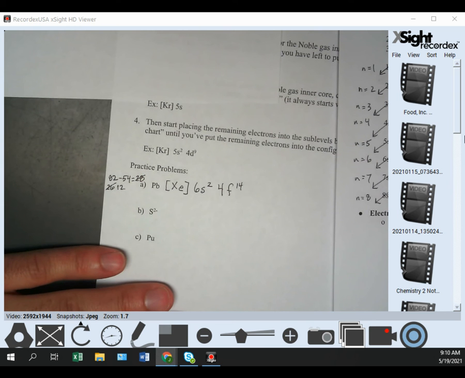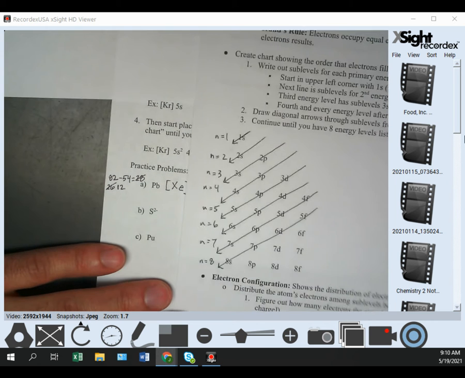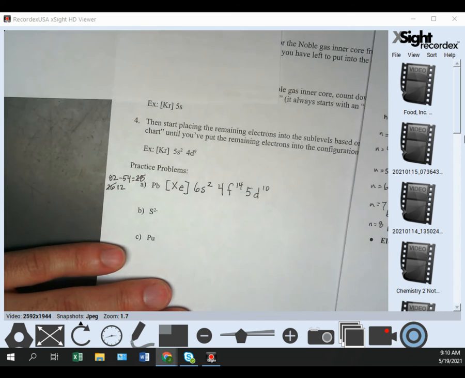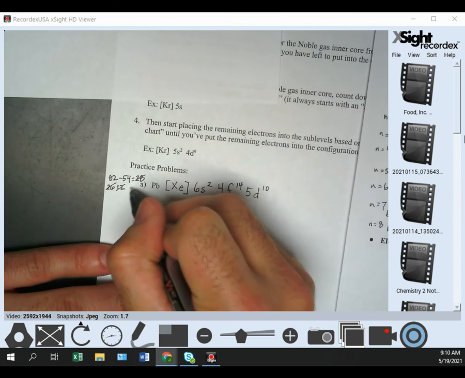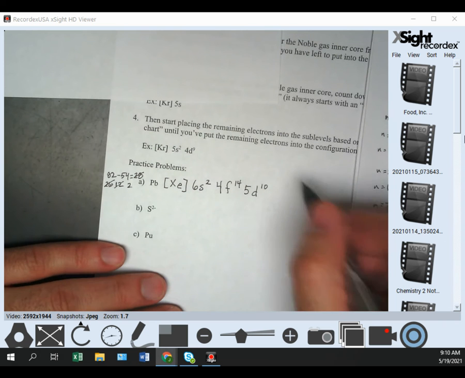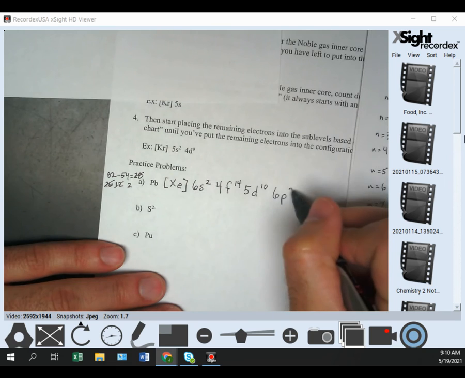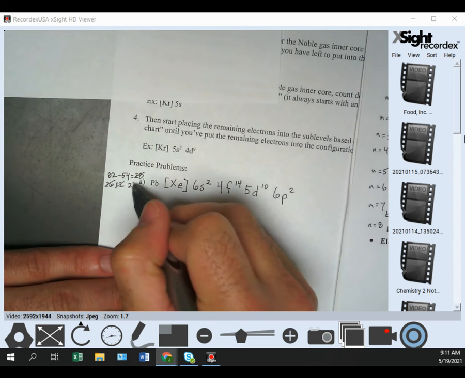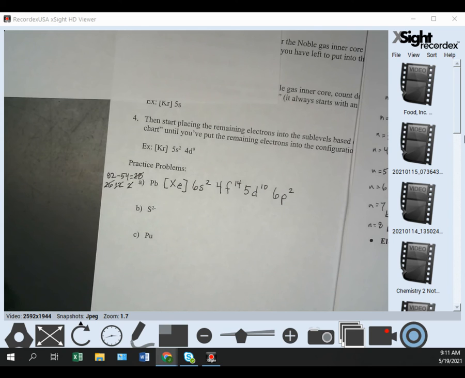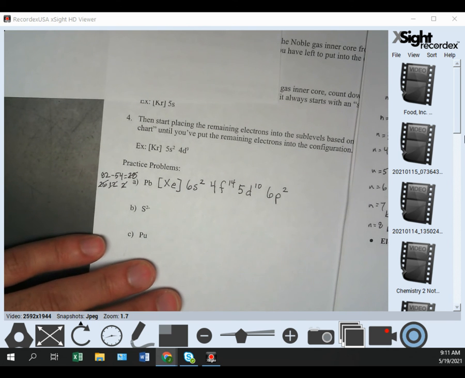Okay. What comes after 4f? 5d. 5d can hold how many? 10. We've got 10, so we're going to do 5d10. Okay, we're down to 2. What comes after 5d? 6p. 6p can hold how many? 6. Do we have 6 left? No, so we're going to do 6p2, the remaining ones we have left. And then we're down to 0. And that's it. That's the answer. So a lot shorter than having to do the whole thing out, right?